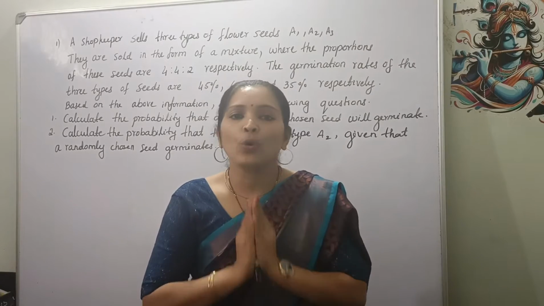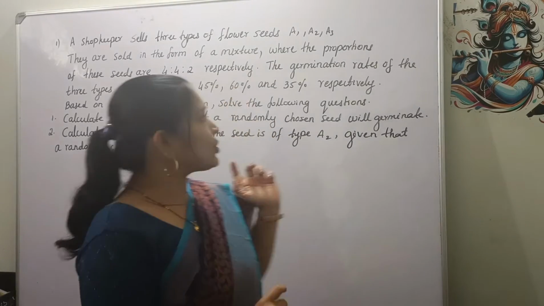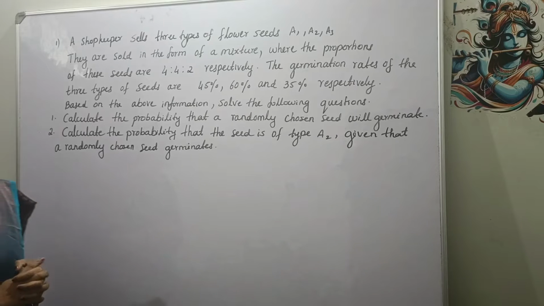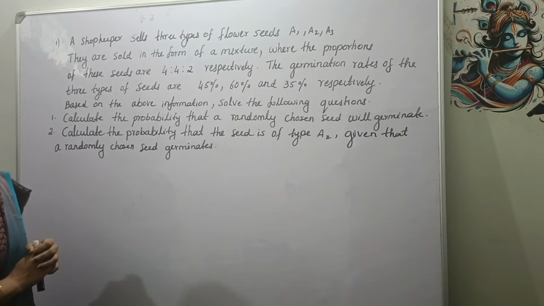In this video, we are going through some case study questions based on probability. First question. A shopkeeper sells three types of flower seeds A1, A2, A3. They are sold in the form of a mixture where the proportions of these seeds are 4:4:2 respectively. The germination rates of the three types of seeds are 45%, 60% and 35% respectively. Based on the above information, solve the following questions.